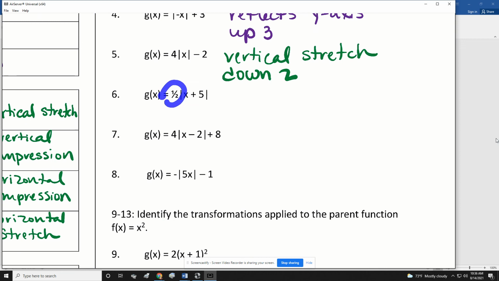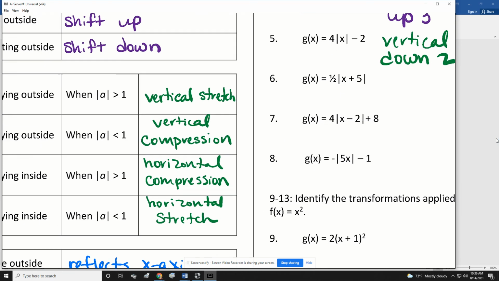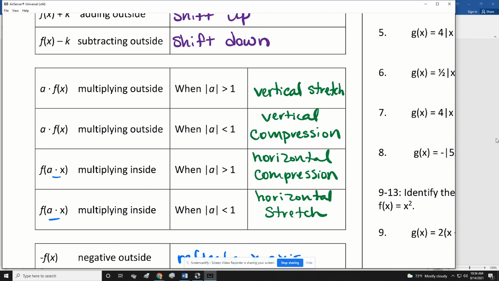And then for number 6, we have that 1/2 multiplied outside. So we go over to multiplied outside, which are these two. 1/2 is less than 1, so it's going to be a vertical compression.